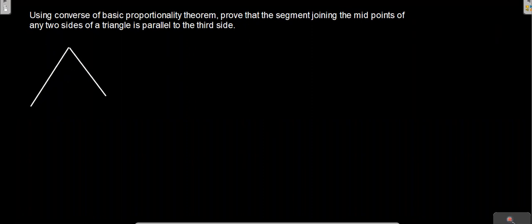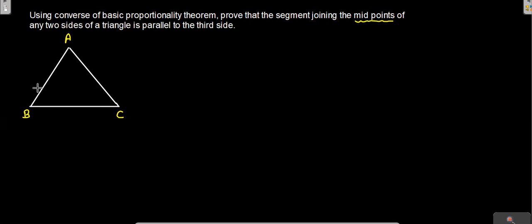This is the triangle. Let us label this as A, B and C. According to the statement we are going to draw this further, so let us understand one by one. Prove that the segment joining the midpoints. So we have to mark the midpoints first. Midpoint means the point which is in the middle of the line.